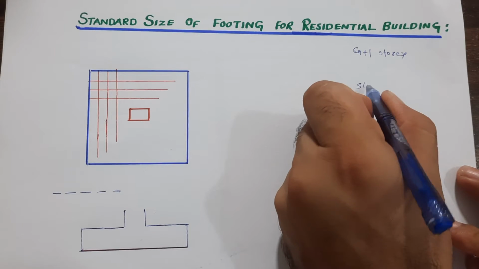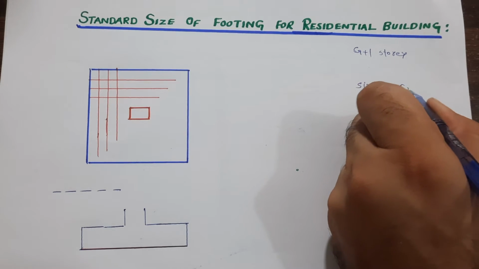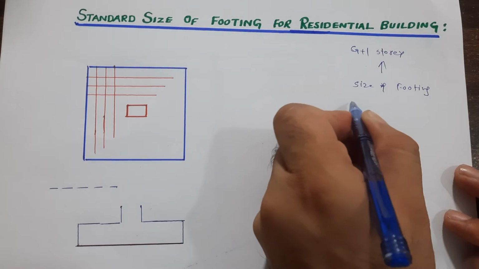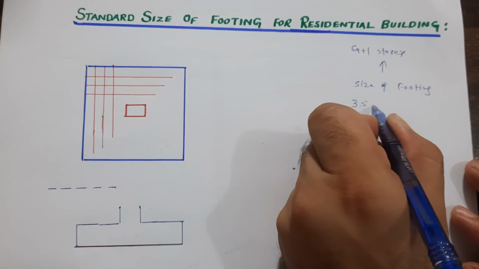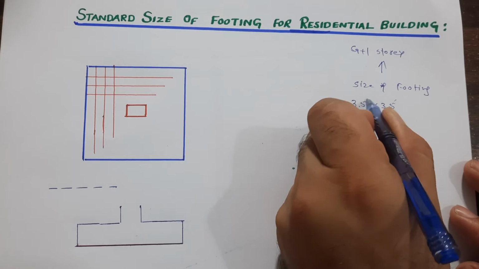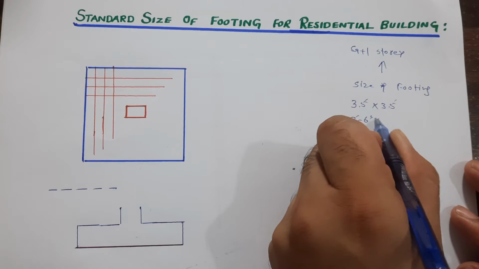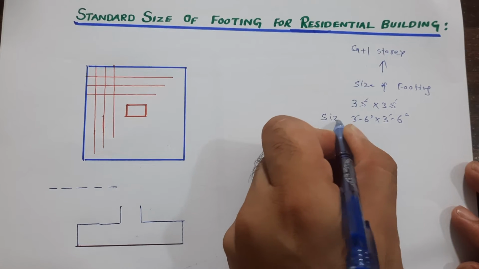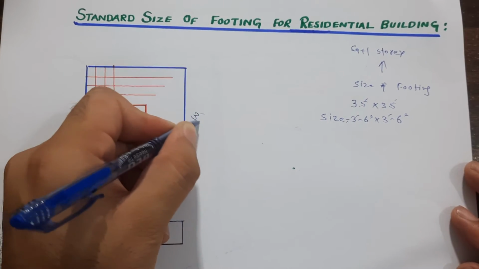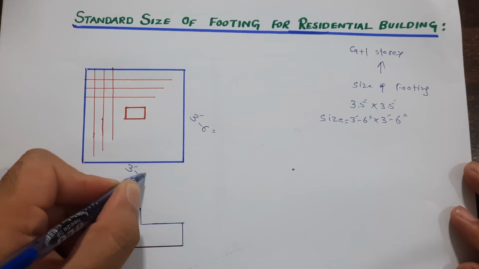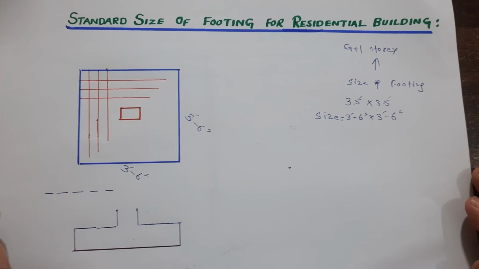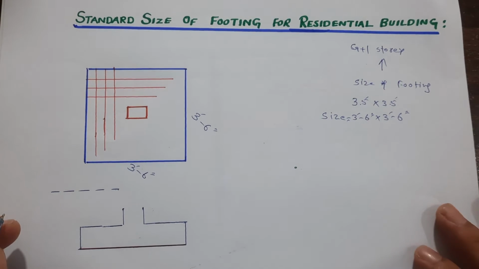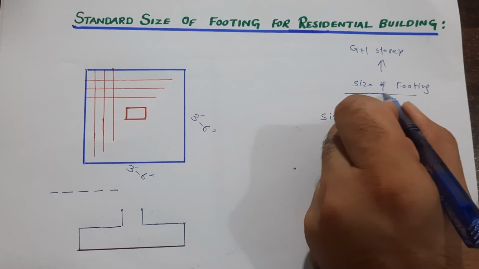Remember guys, size of footing, sorry. So size of footing for normal residential building up to G+1 story should not be less than 3.5 by 3.5 feet, or you can say 3 feet 6 inches by 3 feet 6 inches. It should not be less than this. Let me write here 3 feet 6 inches by 3 feet 6 inches. This is size of footing. Okay, next guys, remember this is for G+1 story for normal residential building, not for commercial building.